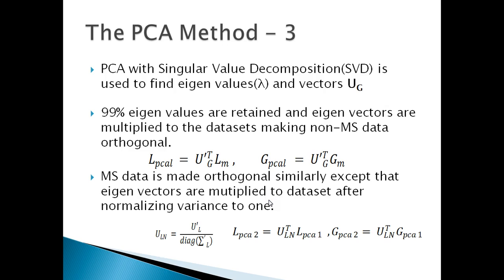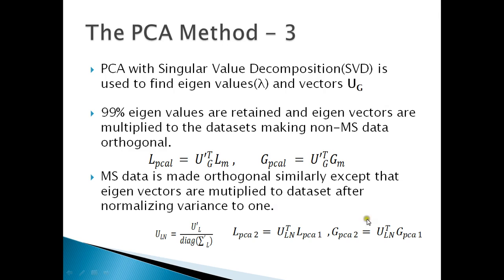As I already said, the key to any PCA method is to make the data sets orthogonal. Now that the non-MS data is orthogonal, we'll have to make the MS data set orthogonal. It's very similar to the previous step, except for the fact that eigenvectors are multiplied to the data set after normalizing the variance to 1.